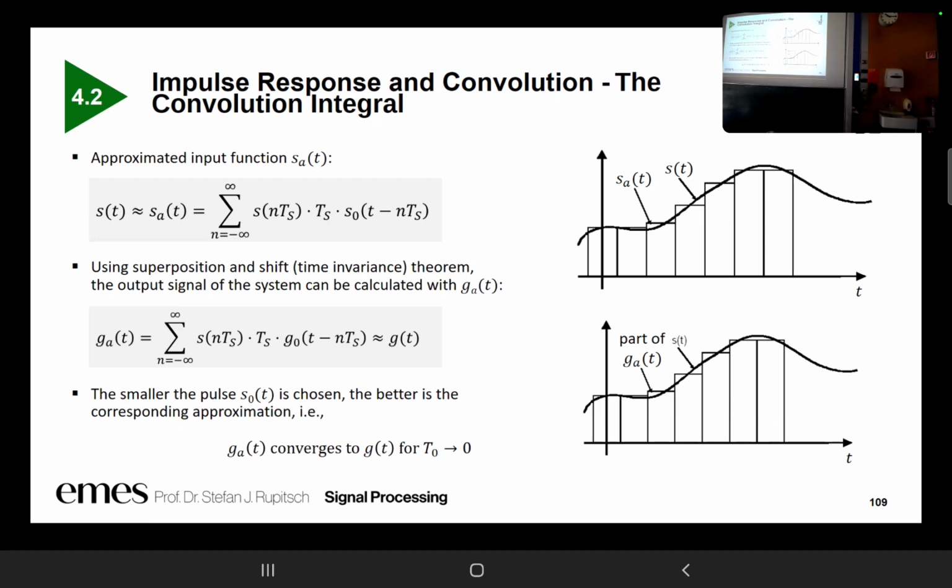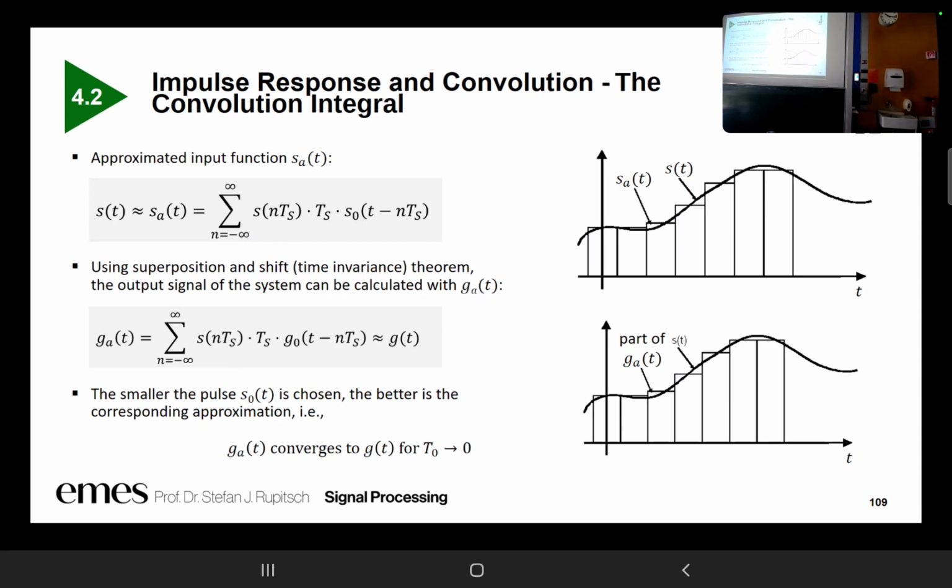Right? Each component, we have the result here. If we have the input S0, then we have the output G0. G0 has to be shifted in time. We have a time invariant system, so we can do this. Then we have TS. It's the same here, and S and TS is also the same. This is then our approximated output of the system. And if we now reduce the sample time, then this approximation converges to the real output of the system.